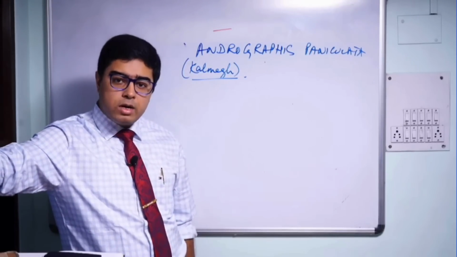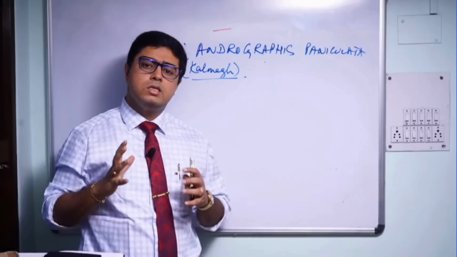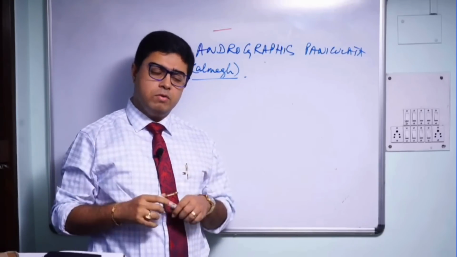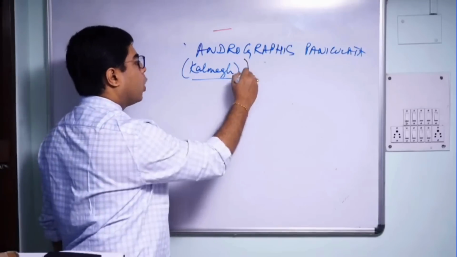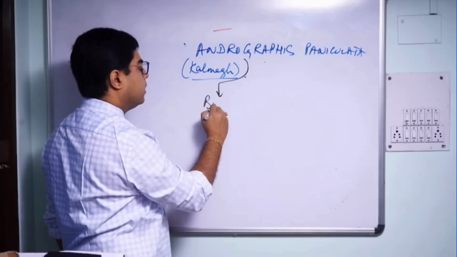Some of the important aspects of Andrographis: the patient is high on fever. So fever is really high, 101, 102 degrees Fahrenheit. And one of the common things you'll find with Andrographis is burning.